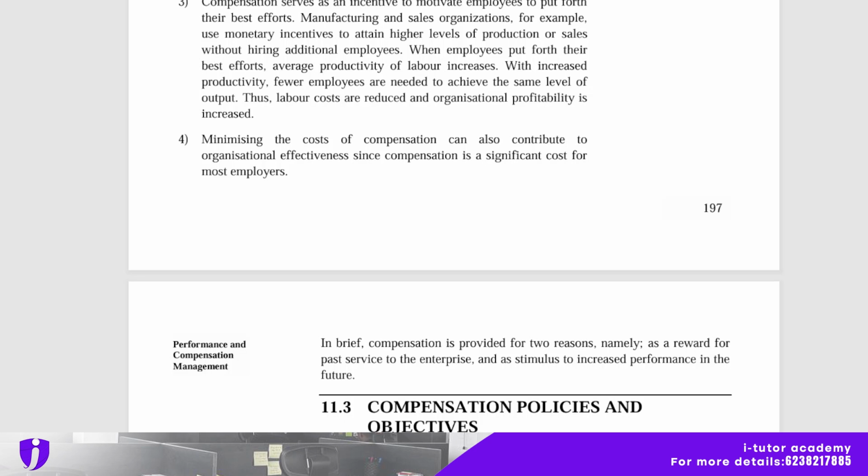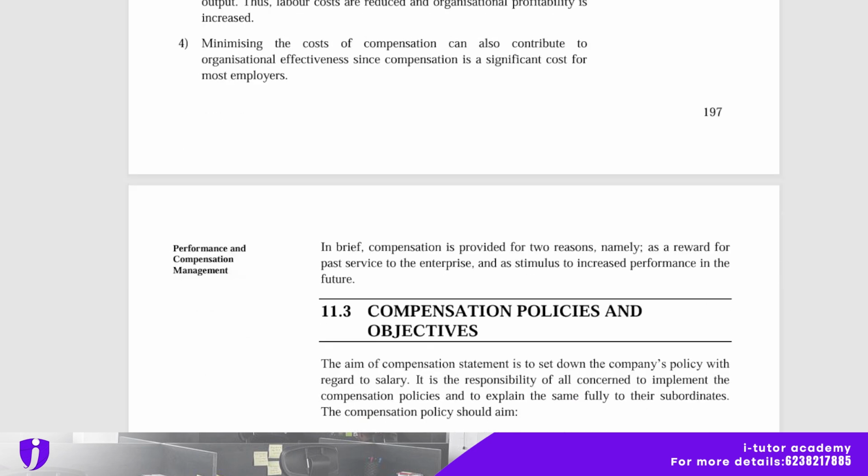Minimizing the cost of compensation can also contribute to organizational effectiveness since compensation is a significant cost for most employers. In brief, compensation is provided for two reasons, namely as a reward for past service to the enterprise and as a stimulus to increase performance in the future.